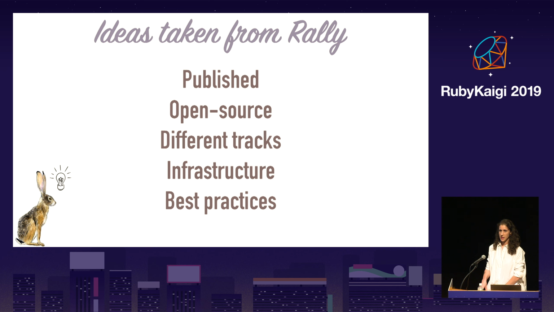So in particular, when I was talking to the Elasticsearch performance team to learn how I should build a framework for the clients team, I took a couple of things from them. Basically, the characteristics that they have is that it's published, open source, they have different tracks, defined infrastructure, and they follow best practices. And in particular, I was really interested in the fact that it was published, what infrastructure they used, and what best practices they followed. So we'll look at those a little bit more in the context of the client benchmarking framework.